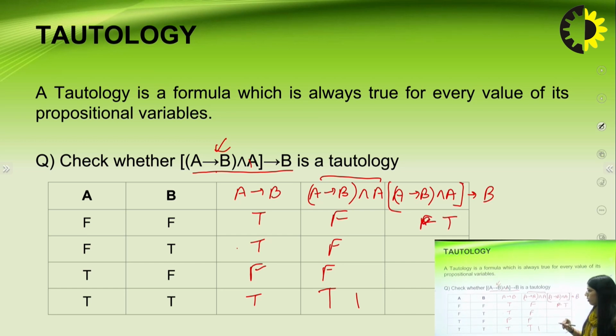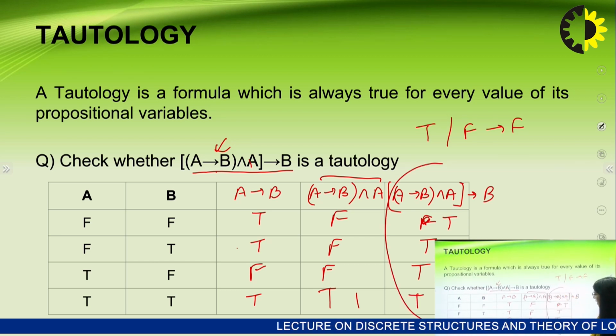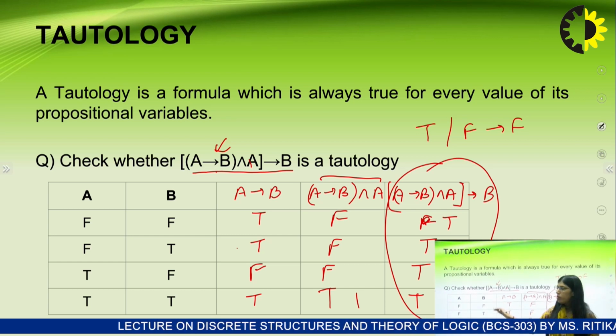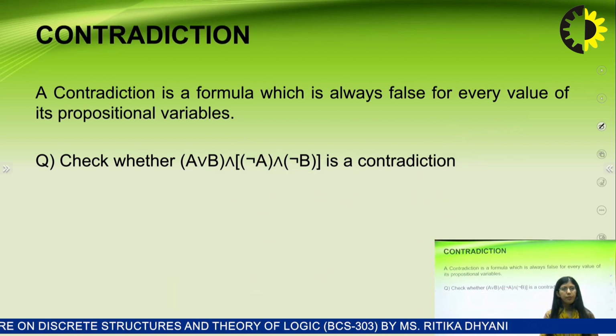This will result in true. False, true: in implication, the only condition that results in false is true, false. So let's see: false, false, true. False, true, true. False, false, true. And true, true, of course, true. So as we can see, the result is always true whether the inputs are false or true. So yes, it is a tautology.